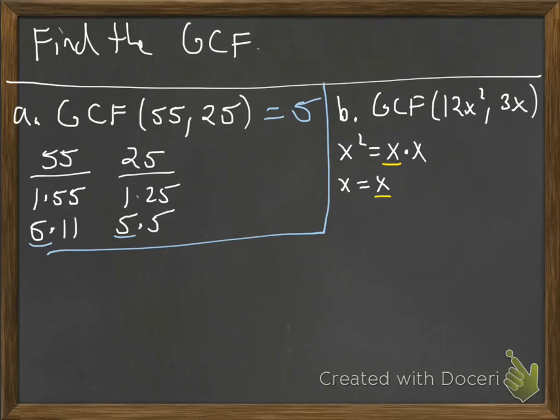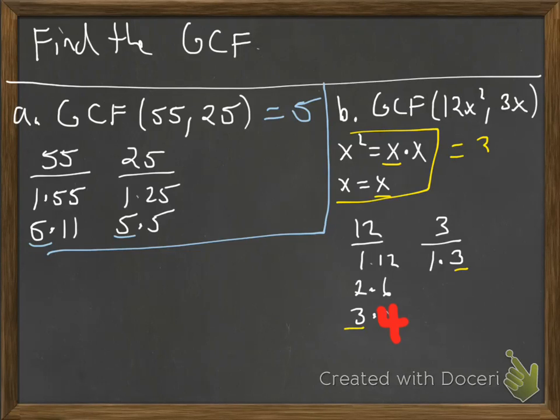Okay, then we're going to look at the factorizations of 12. So we have 12 times 1, 2 times 6, 3 times 4. Factors of 3 are 1 times 3, and that's it. Let's make this look like a nicer 4. So the GCF here appears to be 3. Okay, so my GCF is just 3x. That's it.